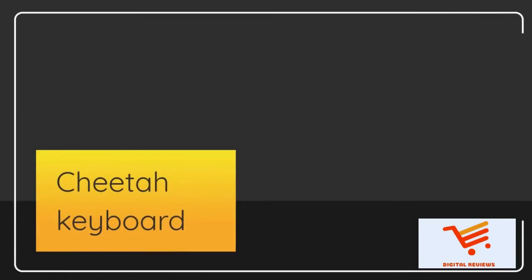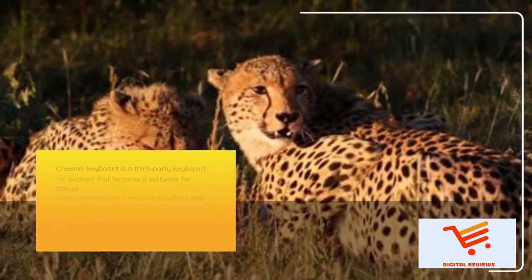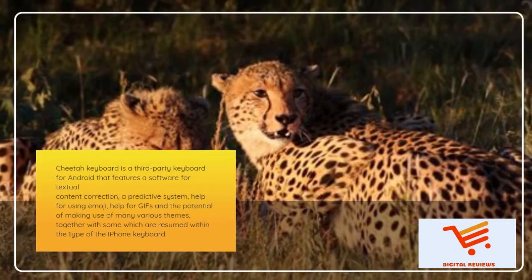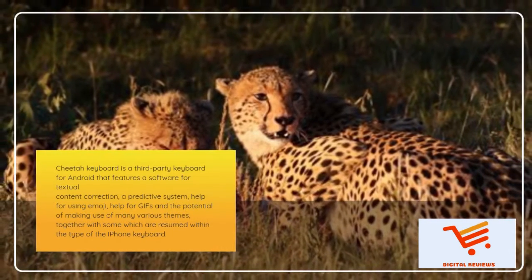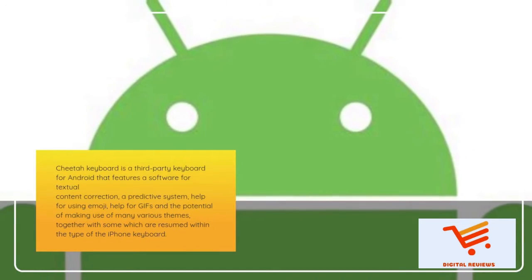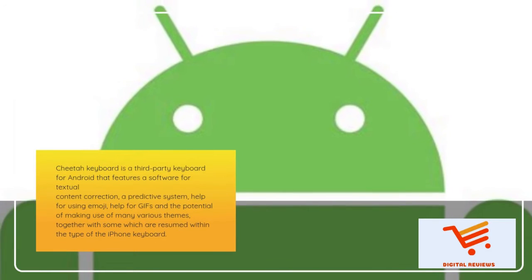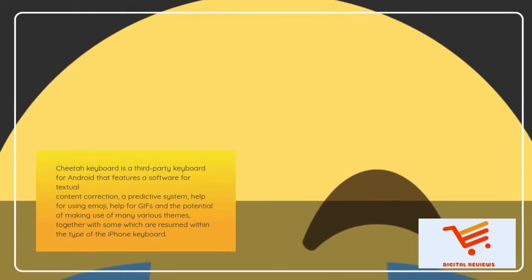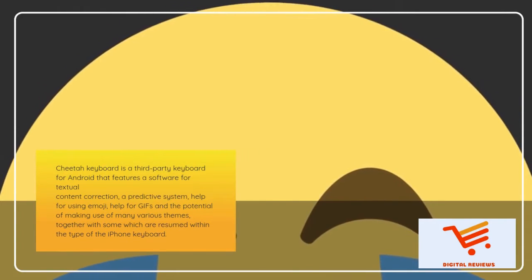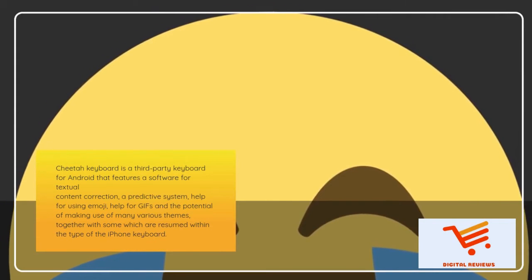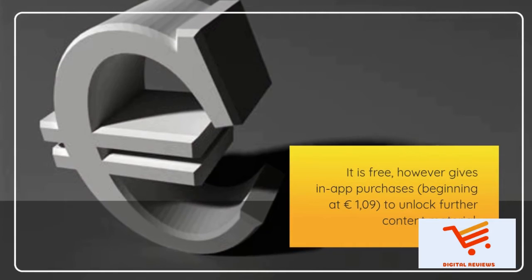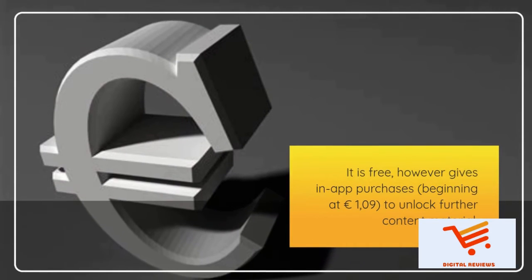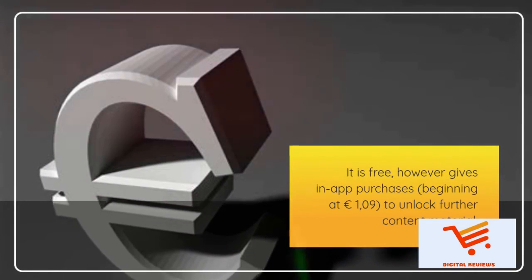Cheetah Keyboard. Cheetah Keyboard is a third-party keyboard for Android that features a software for text correction, a predictive system, support for using emoji, support for GIFs and the possibility of applying many different themes, including some that resemble the iPhone keyboard. It is free, but offers in-app purchases, starting at 1.99, to unlock additional content.